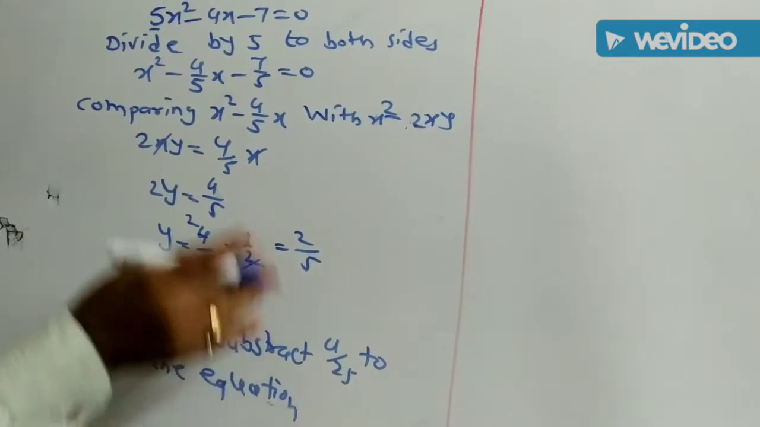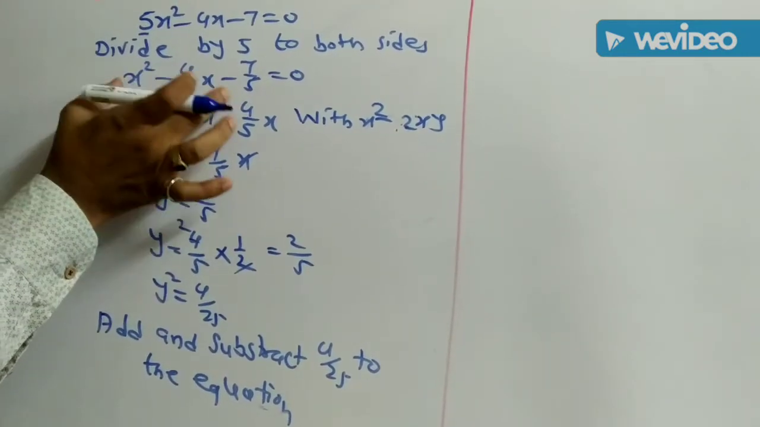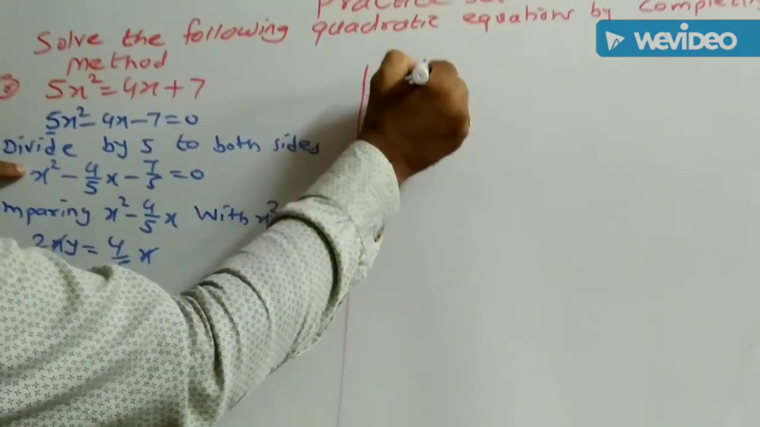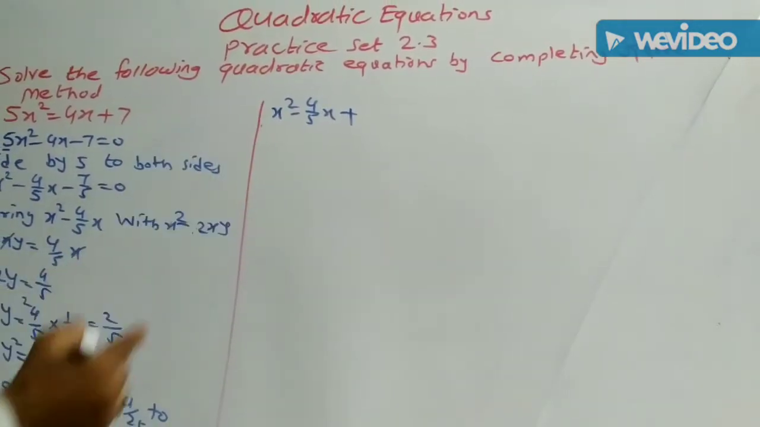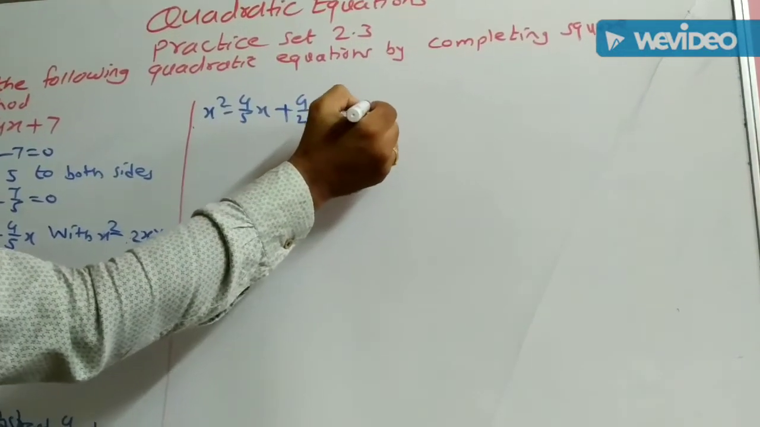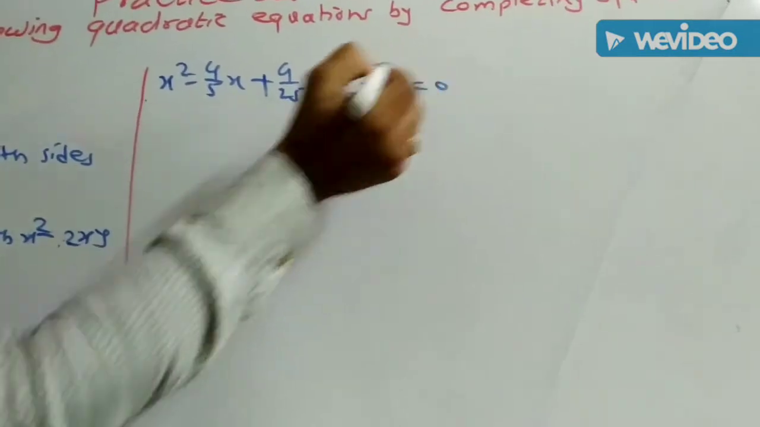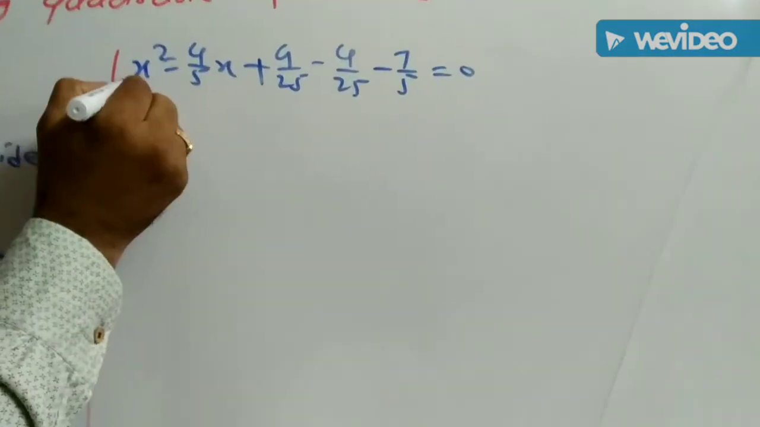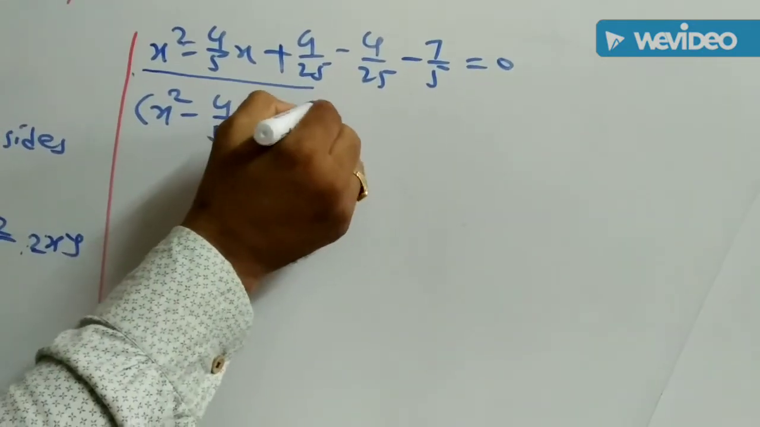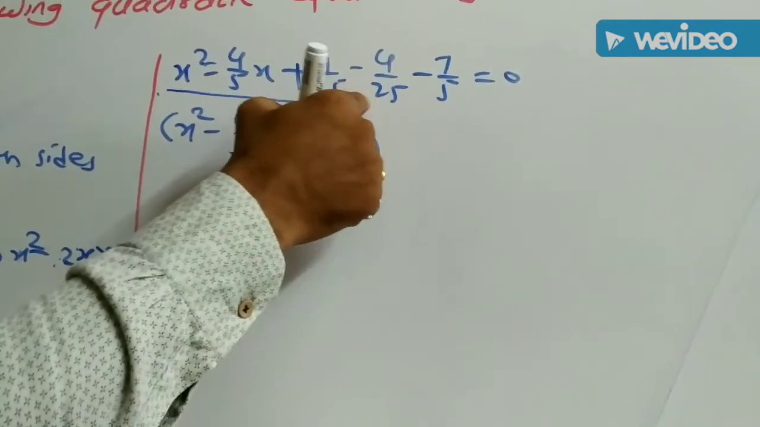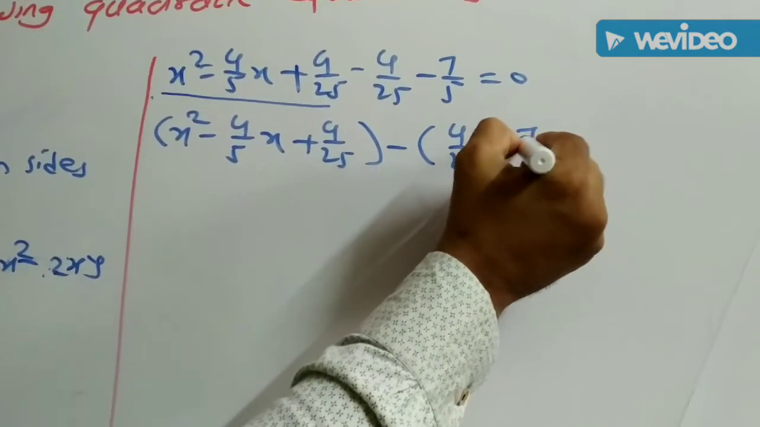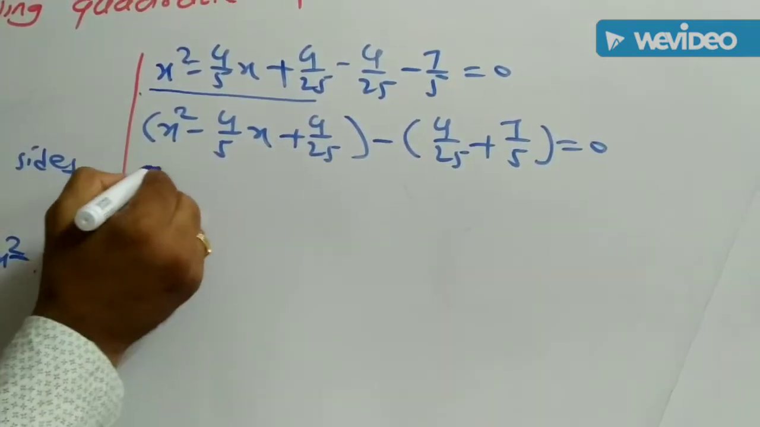The equation formed after division by the coefficient is x square minus 4 upon 5x. Add 4 upon 25 and at the same time subtract it, and the last term is minus 7 upon 5. Group the first three terms in a bracket: x square minus 4 upon 5x plus 4 upon 25. From both the other terms, minus gets common: 4 upon 25 plus 7 upon 5 is equal to 0.